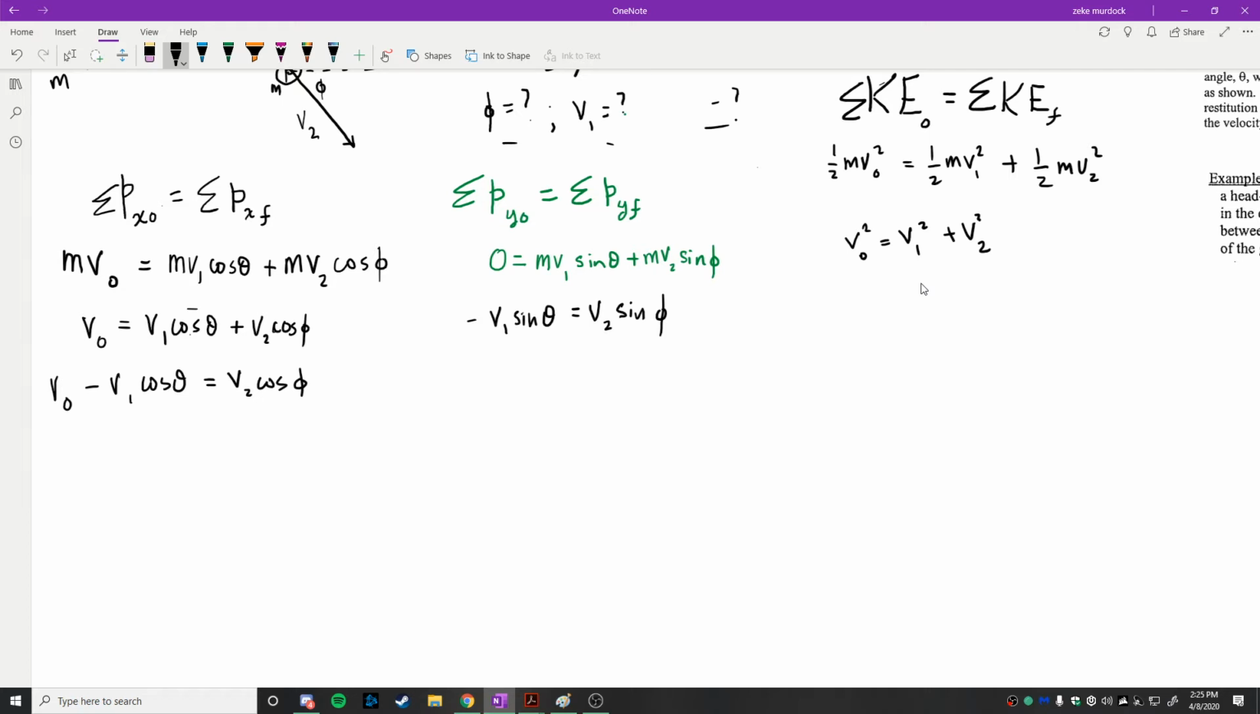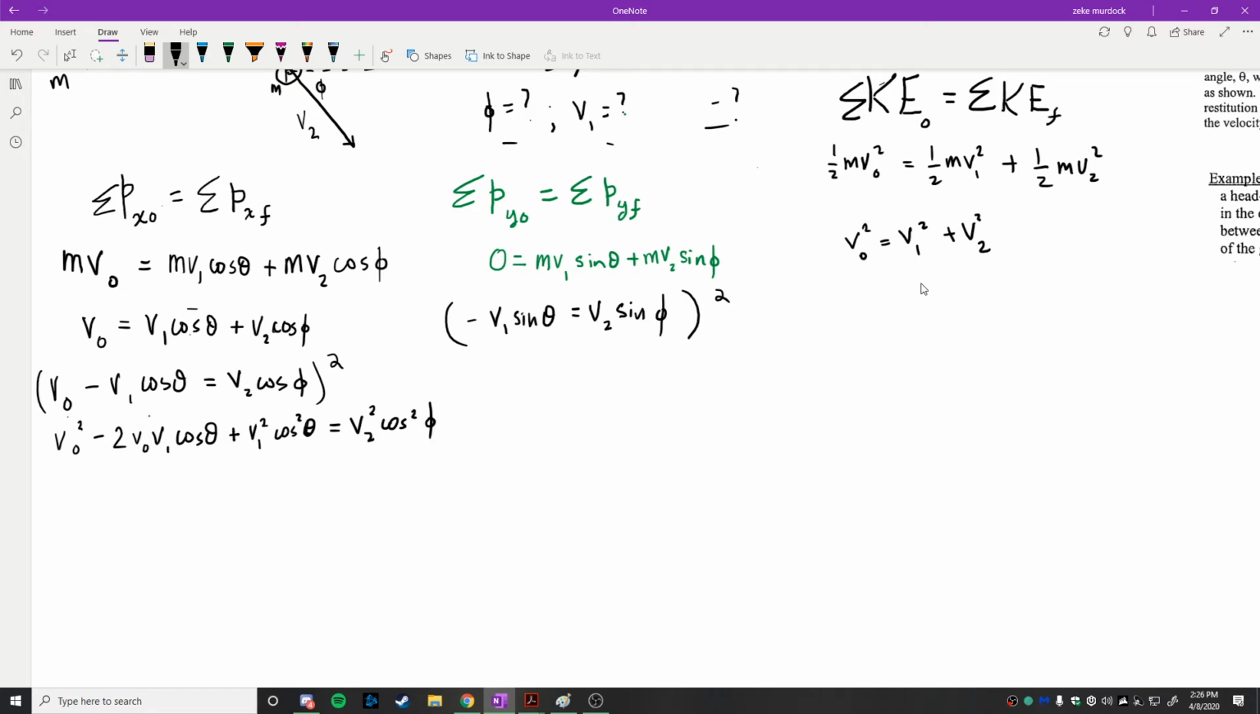Okay, so now here's what we're going to do. We're going to square this equation, like both sides. So the left-hand side of this equation is going to be this thing squared, okay? That's going to be v naught squared minus 2 v naught v1 cos theta, plus v1 squared cos squared theta. And then the right-hand side is v2 squared cos squared phi.